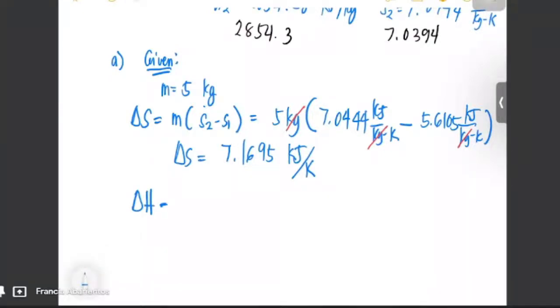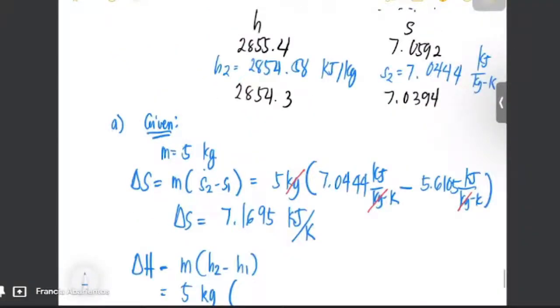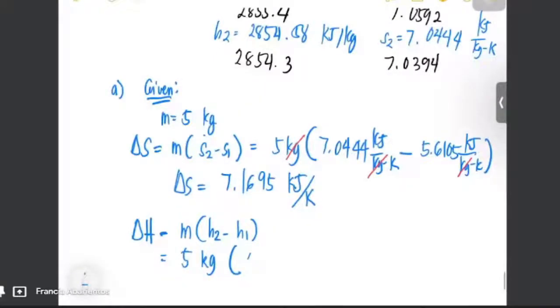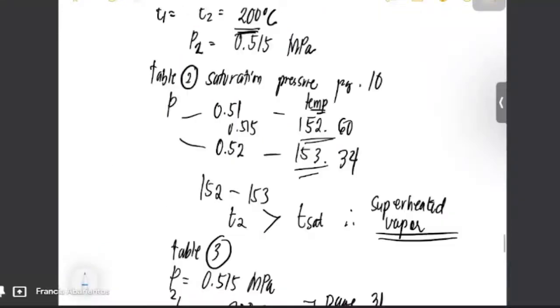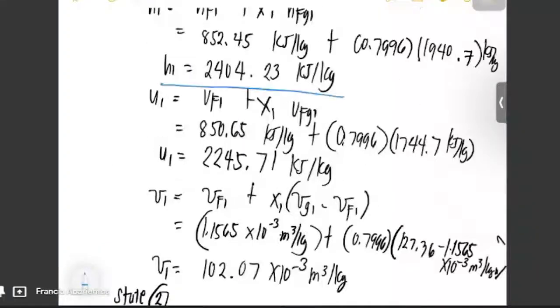So, proceed tayo sa change in enthalpy. So, capital na yan, class. Pag may mass na po tayo, capital H na. Okay, so 5 kilogram. We have 5 kilogram times the H2. We have here the 2854.58 kilojoule per kilogram minus the H1. Ayan. Ito si H1.